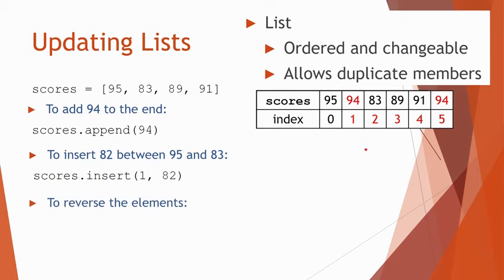To reverse the elements, we would say scores.reverse(). So it would put them in reverse order. So now the list would look like this. We reverse them.